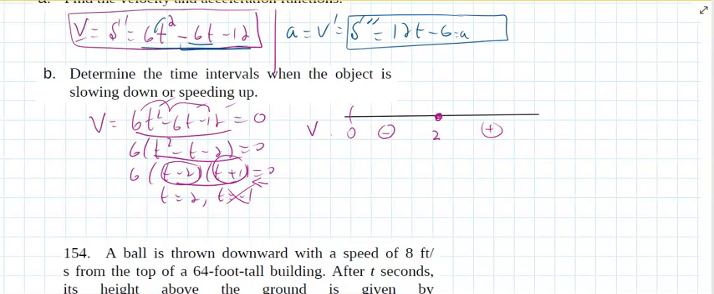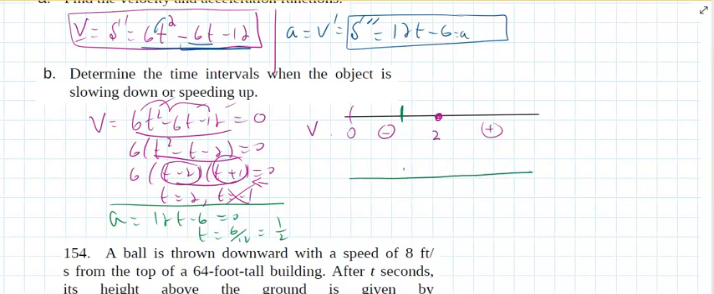If I take acceleration and I do the same thing, acceleration is 12t minus 6. Where does that equal 0? When t equals 6 over 12, or 1/2. Is that true? Yeah, 1/2. So if I go ahead and match it, there's acceleration. If I pick a point to the left, any point to the left, say 0, that's negative. If I pick a point to the right, say 1, 12 minus 6 is positive.